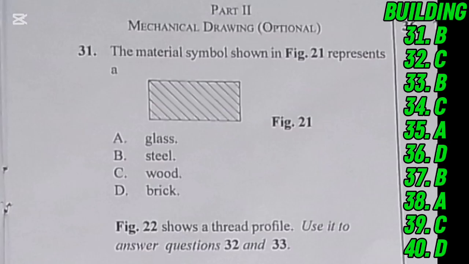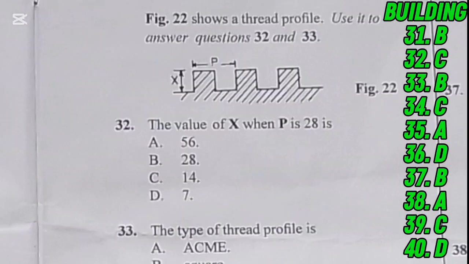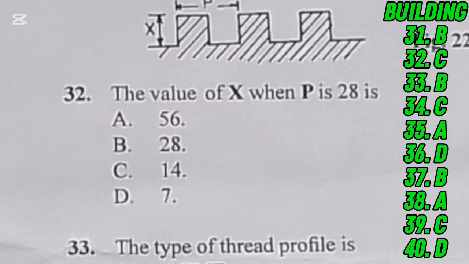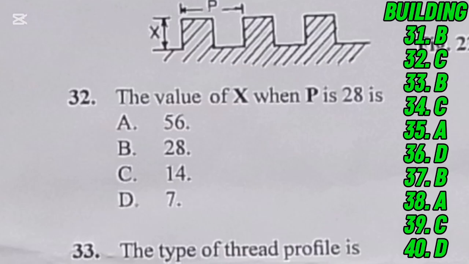Question 32 now. Figure 22 shows a thread profile. Use it to answer questions 32 and 33. Now this is a square profile, as we are told. We are told to find the value of x when p is 28. This p, which is the pitch, is 28. The value of x here.